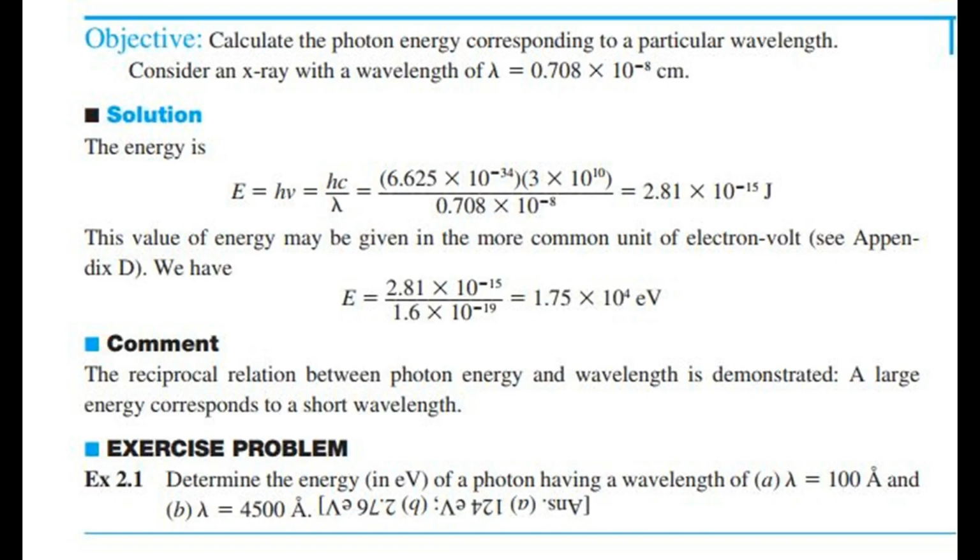Objective: calculate the photon energy corresponding to a particular wavelength. Consider an X-ray with a wavelength of 7.08 × 10⁻⁹ cm, or 70.8 picometers. Solution. The energy is E = hc/λ. This value of energy may be given in the more common unit of electron volt, see Appendix D. The reciprocal relation between photon energy and wavelength is demonstrated. A large energy corresponds to a short wavelength.